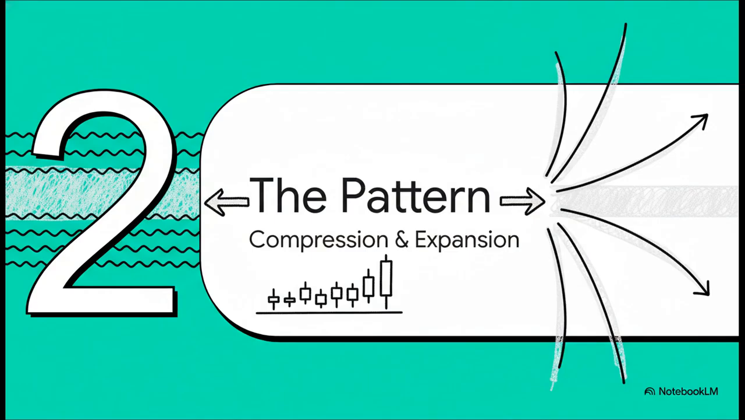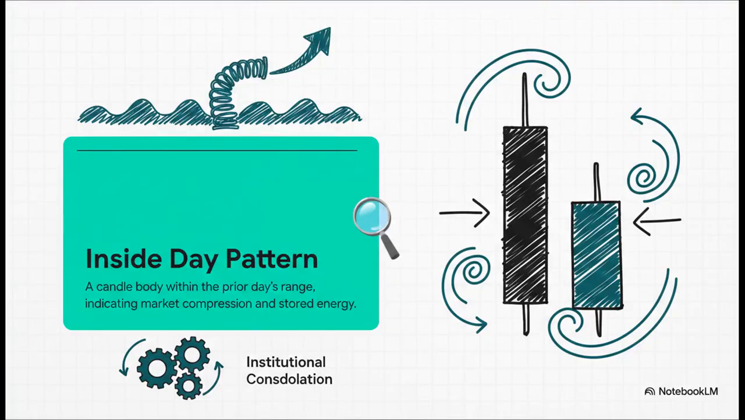Okay, so we've got our direction locked in. Now let's talk about a very specific pattern you need to look for. Think of it like a coiled spring. We're looking for that moment of compression right before a massive expansion. And the textbook signal for this compression is what's known as an inside day. It's super simple to spot. It's just a daily candle where the entire range is inside the range of the previous day.